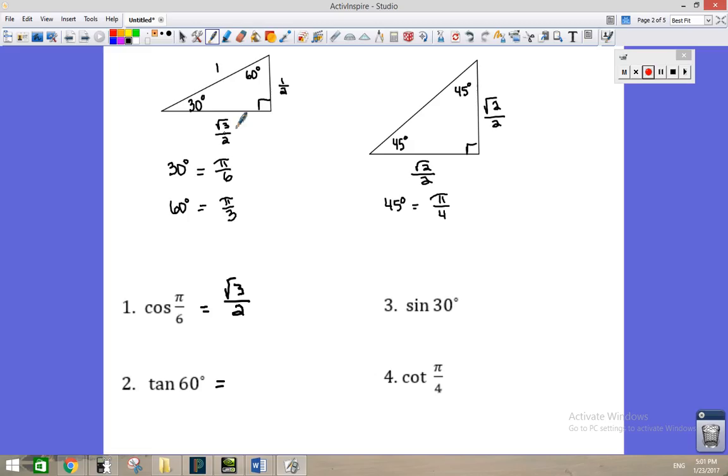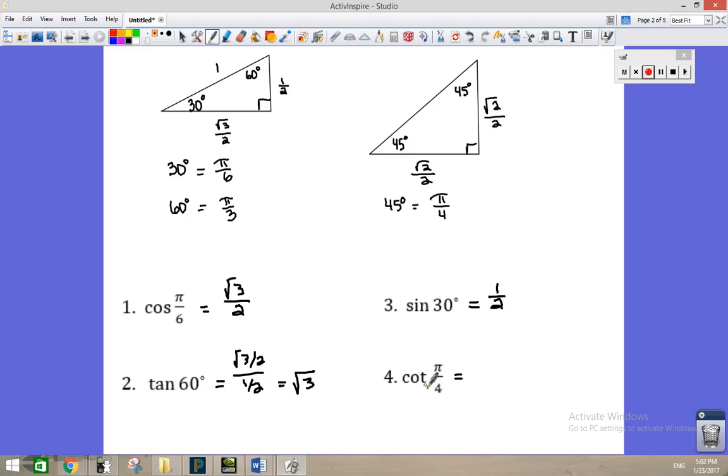Tangent is the opposite leg over the adjacent leg, and the square root of 3 divided by 2 divided by 1/2 simplifies to just the square root of 3. Tangent of 30 is the opposite leg over the adjacent leg, and 1/2 divided by 1 is just 1/2.